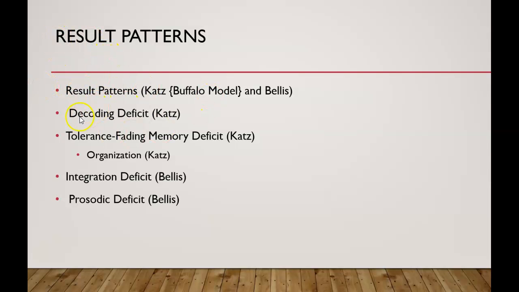And so Katz has defined 3 areas of auditory processing deficits: decoding, tolerance, fading memory, and organization. Bellis has 8 different areas, but the integration deficit, the prosodic deficit, and the auditory association, which isn't on there, those are similar in their results to Katz's decoding, tolerance, fading memory, and organization. She has 8 areas, and 5 of them are pretty rare. So you see them, but it's rare to see them.